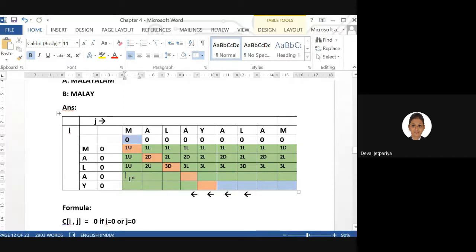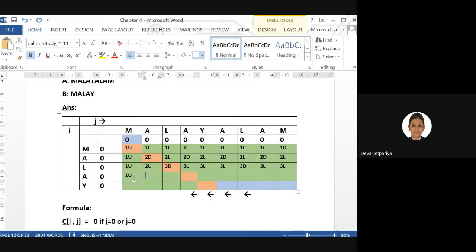Okay. Now try to create this entire row. Then I will create the last row. Answers are ready. Very good. 1U, 2D. Third value is wrong. See, here 1U that is correct.